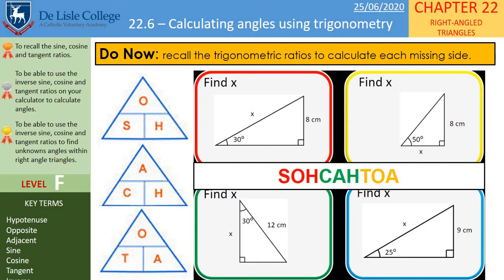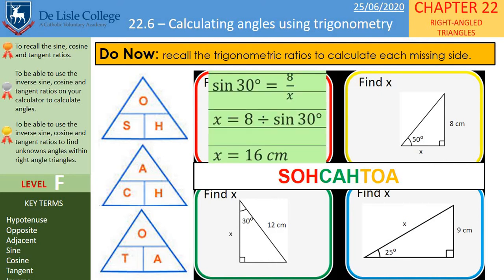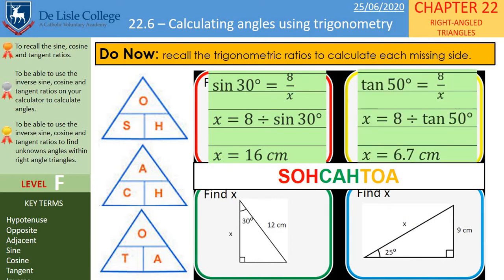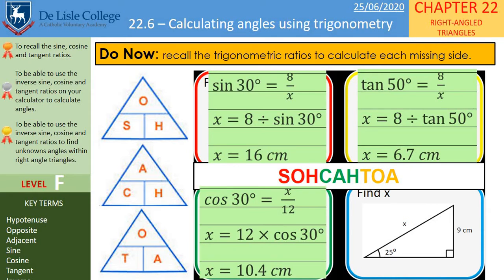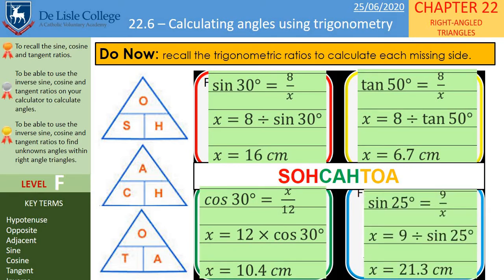Okay, lovely. For the first one, just identify which ratio you're using, and it's sine. So you're doing 8 divided by sine 30, and you should have 16 centimetres. For the second one, you should have 6.7 centimetres, then 10.4 centimetres, and then 21.3 centimetres. If you're unsure about this, please go back to the Hegarty tasks or have a look at the ones that have been set to do with finding missing sides using trig and have another look at those.